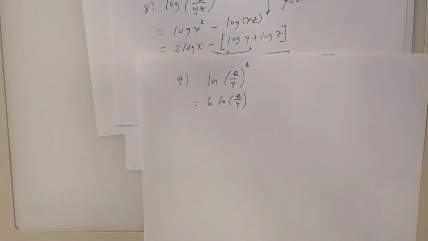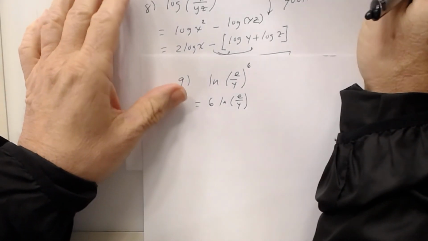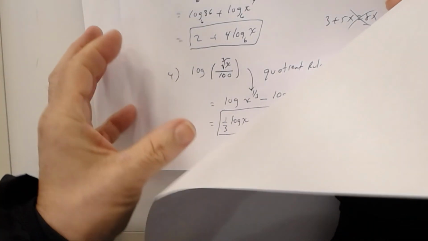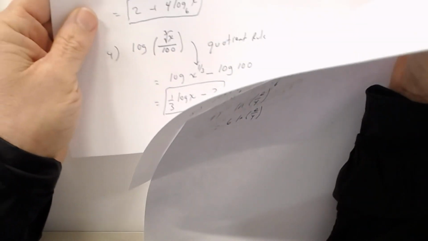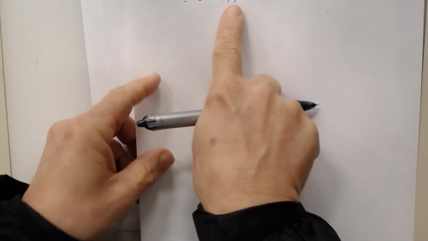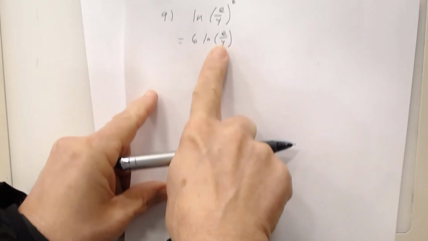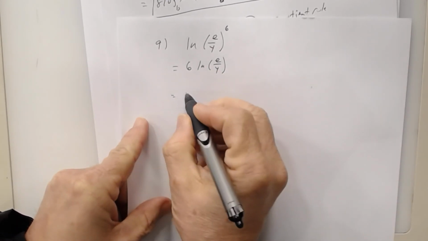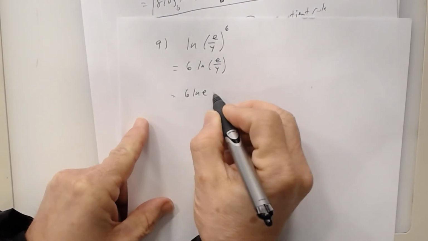Now, a while ago, we had one that instead of the quotient rule, it was the product rule. Let's see if I can find it. I can't find it. Okay, but anyway, you're going to write it like this, and then now you're going to use what rule? The quotient rule, which involves what operation? Subtraction. So what's the answer? 6 ln e minus 6 ln y.